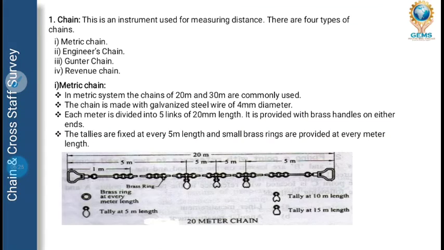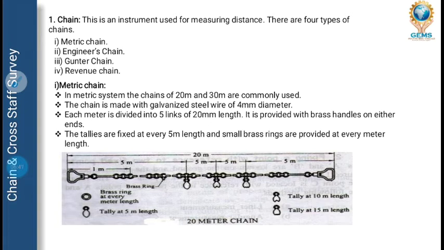So first topic is chain. What is a chain? A chain is an instrument used for measuring distance. What type of distance? Linear distance. It is of 4 types: metric chain, engineer's chain, Gunter's chain, and revenue chain. As you can see in this diagram, a 20-meter chain is given.